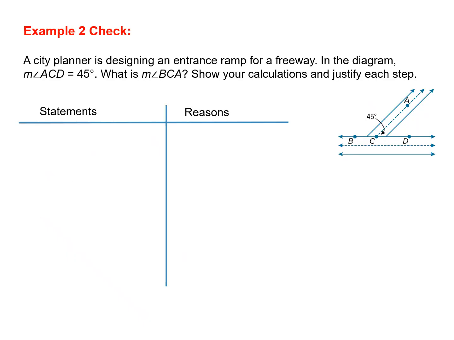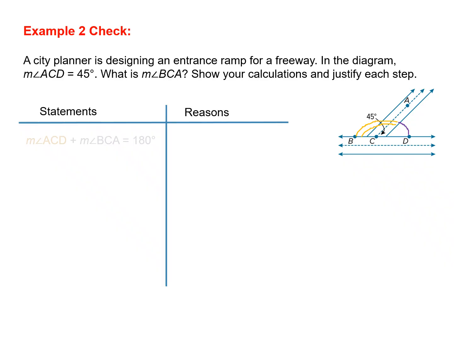Now you try this example to check. Pause the video, work the problem out, and then come back. So a city planner is designing an entrance ramp for a freeway. In the diagram, the measure of angle ACD equals 45 degrees. That's here. What is the measure of angle BCA? Show your calculations and justify your answers. So here is BCA. I'm just going to mark it with 2 so it appears different.